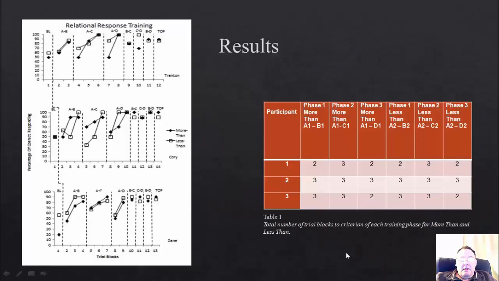As you can see here, each participant was able to make it through each training phase within 2 or 3 attempts before moving on to the next training phase. Ultimately, in the end, the results show that each was able to make their 80% criterion during the testing phase, with the exception of participant 1, who only made it to 70% on the more than training.